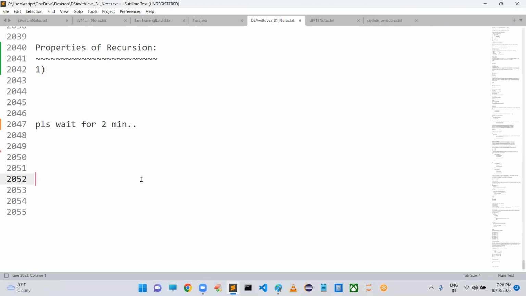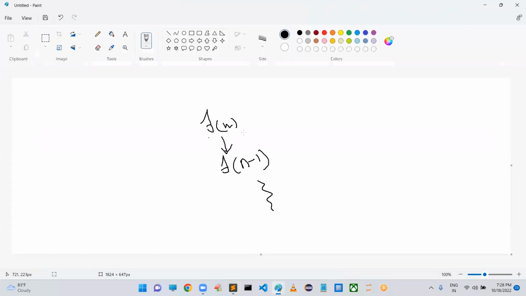Thank you for giving time. What are the properties of recursion here? Here you can see the function. Next time, how are we going to call this function? f of n minus 1. Next time, f of n minus 2. Next time, f of n minus 3. Like this, until it reaches the base condition, it keeps on repeating.